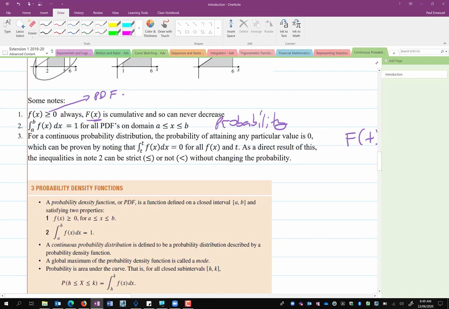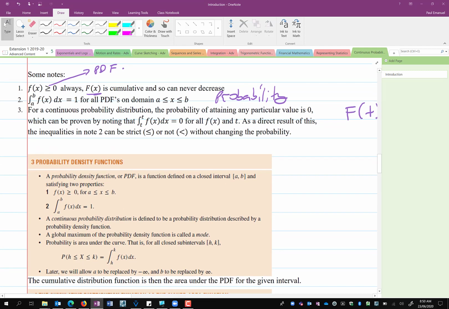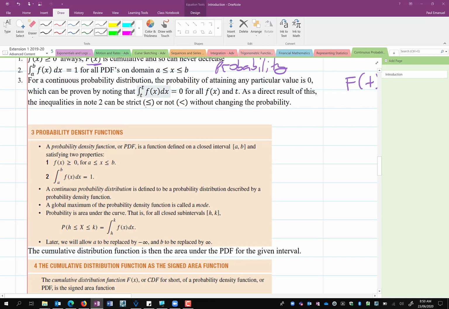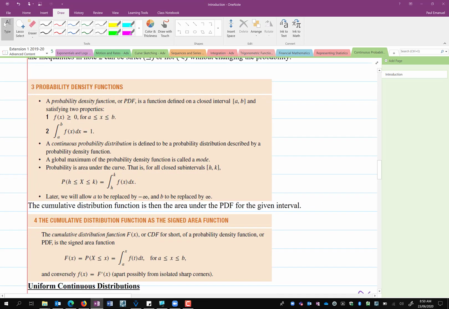And then there's some important things to know. Firstly, that the PDF is always positive or 0. The integral from A to B, from the start to the finish of the domain, is always 1. And the value of the probability of attaining a particular value is actually 0, as I talked about before. And you can kind of prove that by saying, well, what's the integral between t and t for the same t? The answer is 0 always. And that kind of tells you that it doesn't matter if you got less than or equal to or less than, you always get the same answer. It might matter in working in the questions, but not in the actual question.